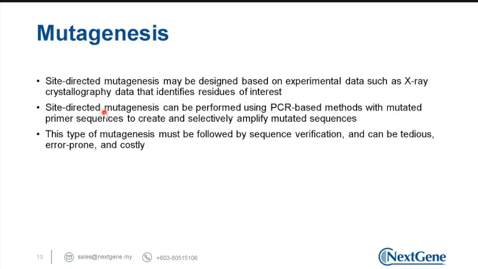Site-directed mutagenesis can be performed using a PCR-based method with mutated primer sequences to create and selectively amplify mutated sequences. This type of mutagenesis must be followed by sequence verification and could be tedious, error-prone, and costly.